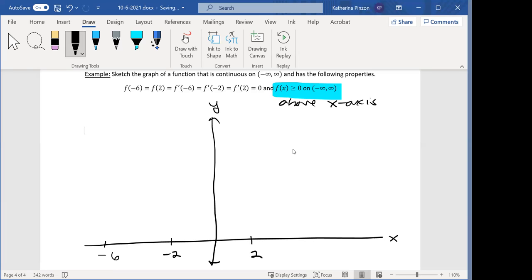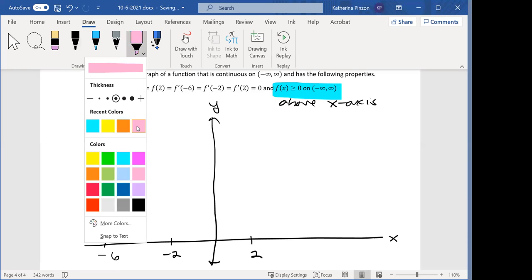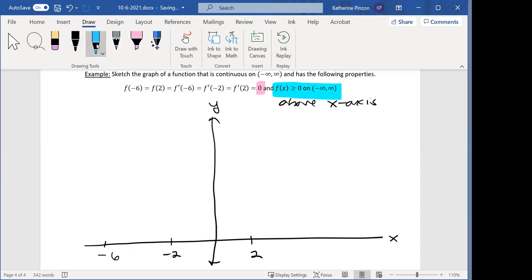Okay. What do you know happens at -6? It equals 0, right? It's on the x-axis here. Is the graph on the x-axis anywhere else? At 2 here, because of these two facts. f of -6 and f of 2 equal 0. So the y value at -6 and the y value at 2 is 0.